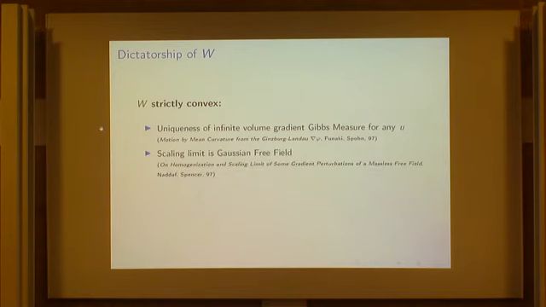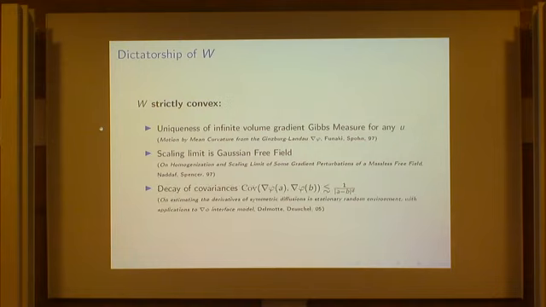Furthermore, there's this result by Naddaf and Spencer, '97. The scaling limit is a Gaussian free field, and the covariances decay, as we expect, algebraically in the difference between A and B. This is just the result described by Delmotte and Deuschel from 2005.